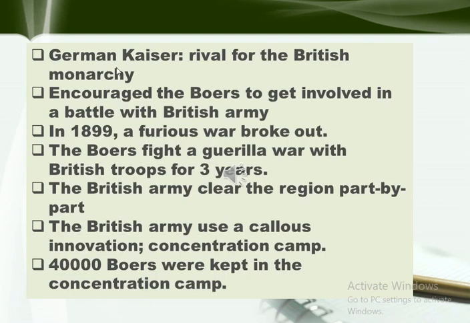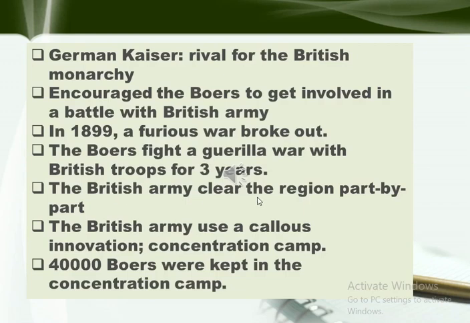Moreover, the British monarchy had a very serious rival, the German Kaiser, who had imperial ambitions in South Africa. So the German Kaiser encouraged the Boers to resist the English troops and get involved in a battle with the British army. Finally, in 1899, a very furious war ensued. But the Boers took full advantage of being familiar with the landscape, fighting a guerrilla war with the British soldiers for 3 years.